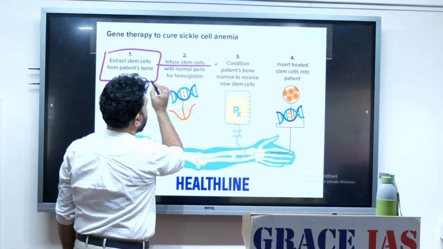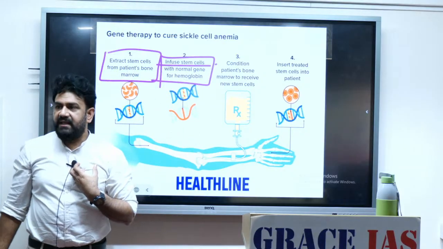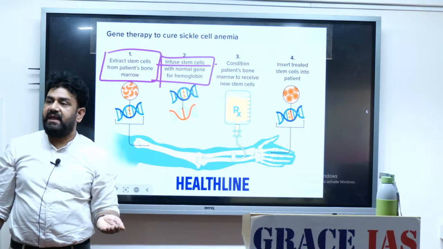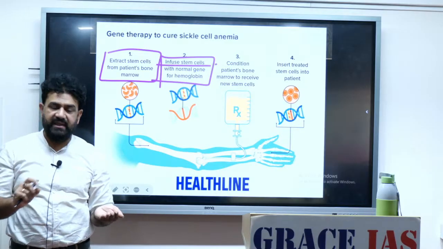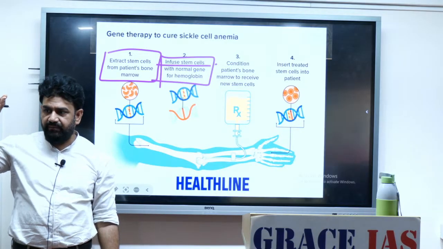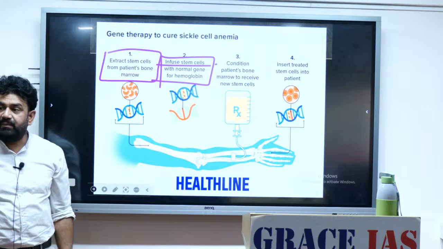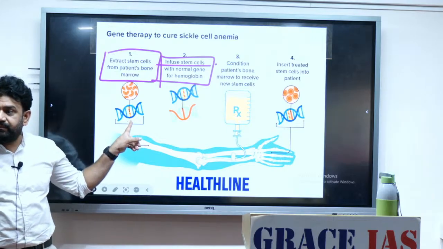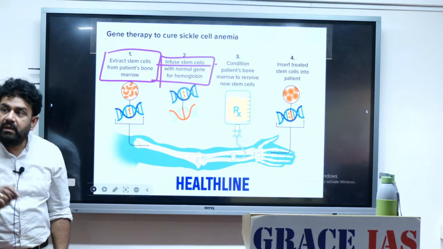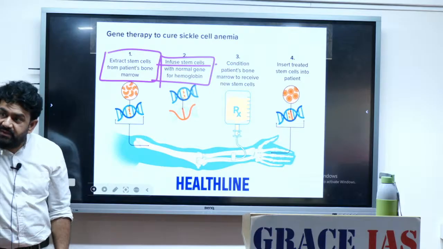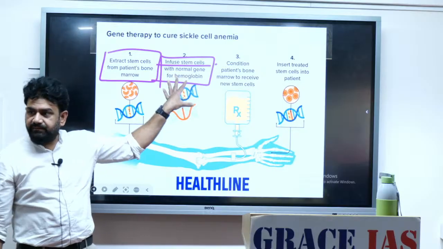Infuse stem cells with the normal gene for hemoglobin. So normal means stem cells which are preserved in the laboratory, which can produce normal RBC with normal hemoglobin. Take the DNA of that cell and inject it into the defective bone marrow cells producing sickle-shaped RBC. Introduce this DNA which is concerned with a normal spherical RBC, with normal hemoglobin-producing capacity. That DNA is injected into the bone marrow cells. This is done in the lab.